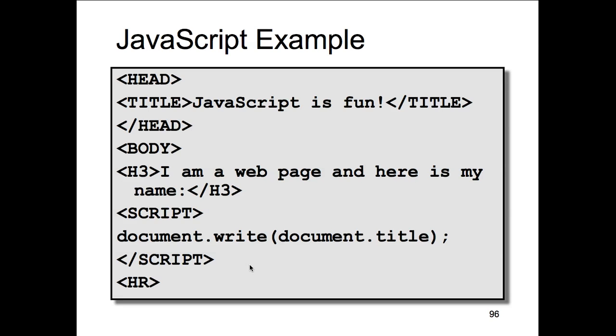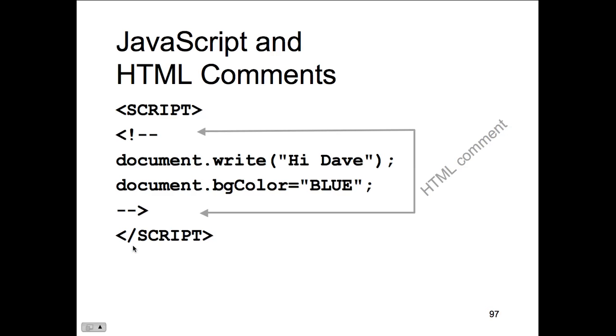So here's an example of a JavaScript. We have JavaScript is fun, I'm a web page, and here's my name, document.write, document.title. So we can kind of see how we put the pieces together in the completed head section, and then the body section, and then we have the script down here on the bottom. We can put a comment in here as well, and here's the comment. Sometimes you see this a lot, especially with troubleshooting. Like, the page isn't working, so let's comment out this part, and let's comment out that part.